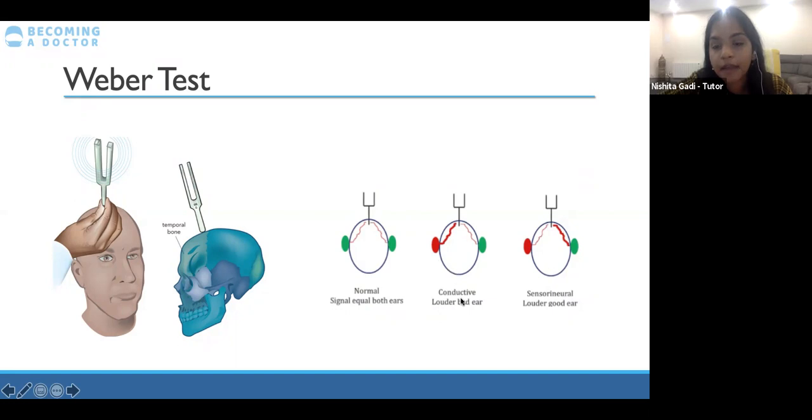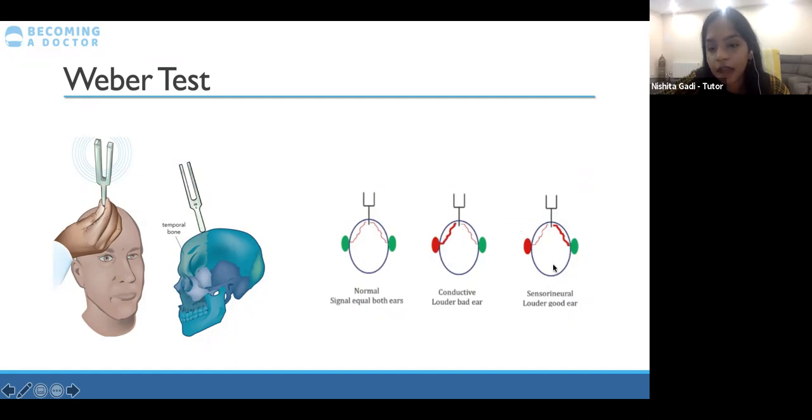But then in conductive hearing loss, as I mentioned before, the air conduction is kind of impaired. So the bone conduction sort of takes over. That's why in the ear with conductive hearing loss, you have more bone conduction than air conduction. So the bone conduction is better. That's why in the Weber's test, you hear conductive hearing loss better in the bad ear. So say this is the bad ear, the red ear. You can hear that better here.